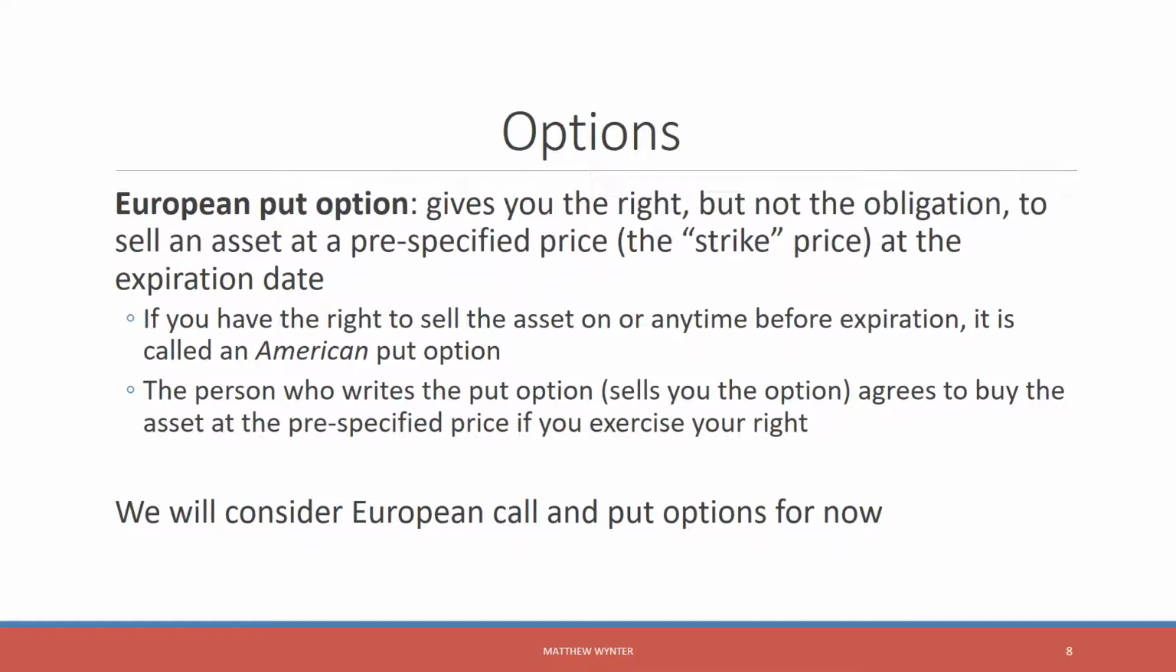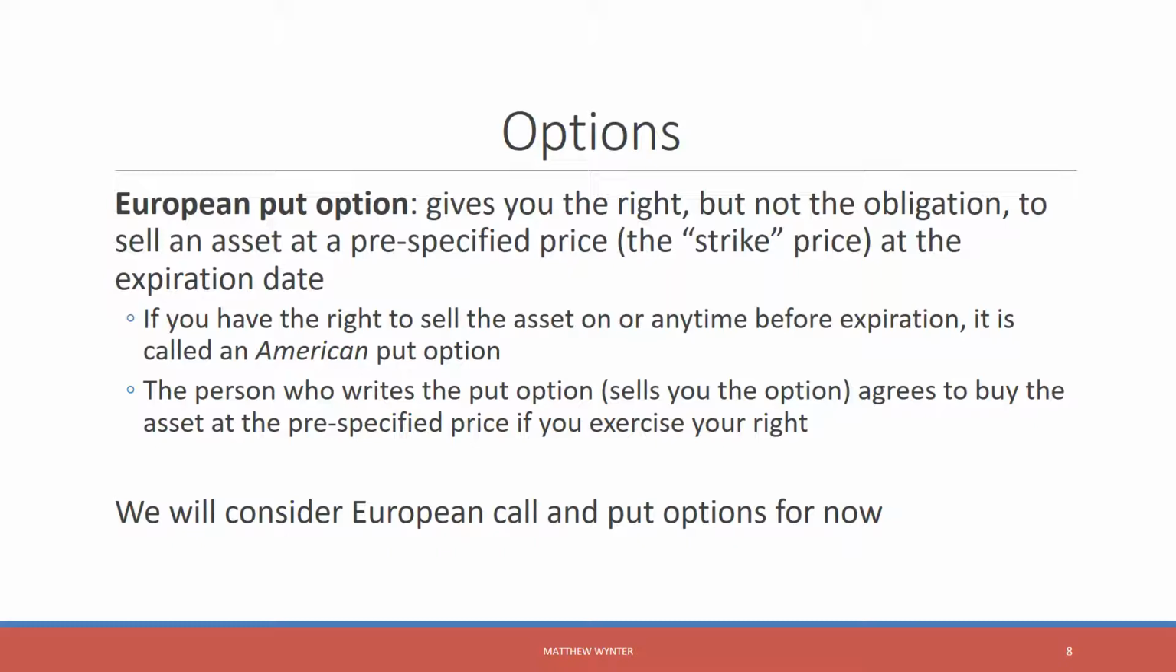So a European put option gives you the right, but not the obligation, to sell an asset at a pre-specified price, again the strike price. Just like with the call option, if I can use the put option before the expiration, before the option matures, then I have an American option. The person who writes the put option, who sells you the option, agrees to buy the asset at the pre-specified price if you exercise your right.